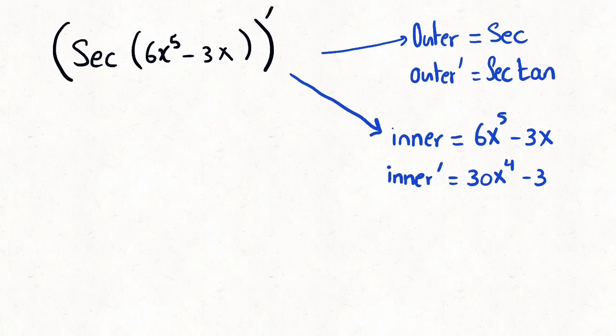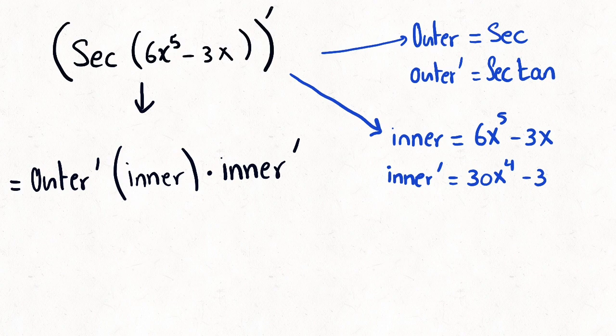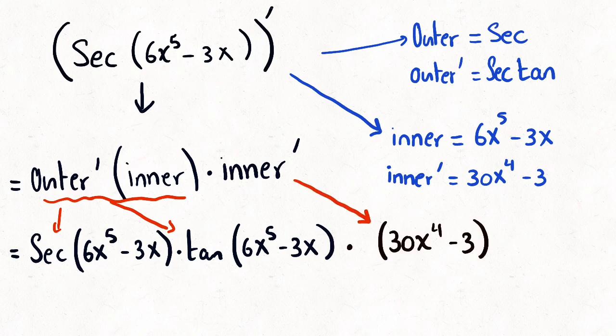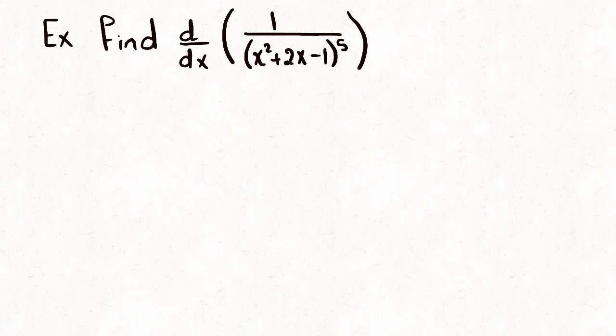Now again, we repeat, the rule says outer prime, bracket inner, times inner prime. Now the outer is secant, and a secant needs an angle, which is the inner. You will put it times tan with the angle, which is the inner. You will put it like this, times, because the inner prime is big, you have to put brackets around it. And that's it. By the way, chain rule is very easy if you follow this method.